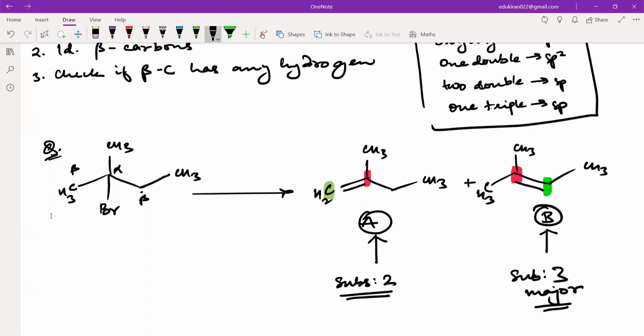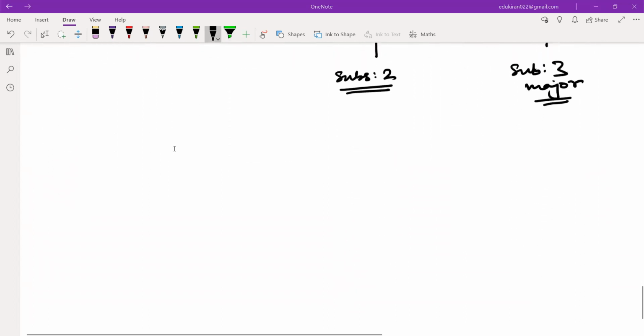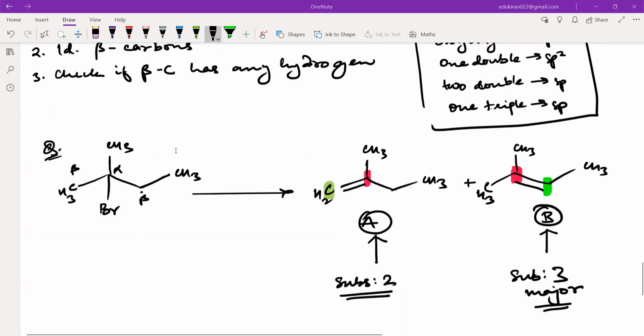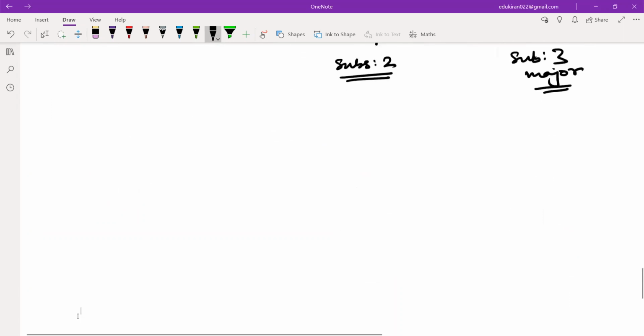All of you okay? Fine. But the best method is to go with sp2 and then check the hybridization and all. Now let us do another method.